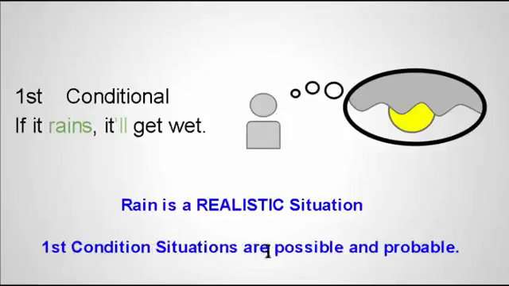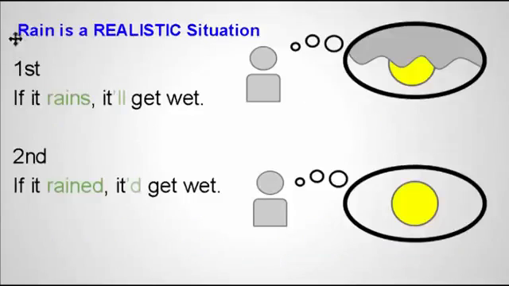First condition situations are possible and probable. Rain is a realistic situation. Rain is never impossible. But sometimes we do believe it's improbable. For example, if there's a sun in the sky and no clouds. Do you believe it will rain soon? I don't. Neither do I. But if it rained, you'd get wet.